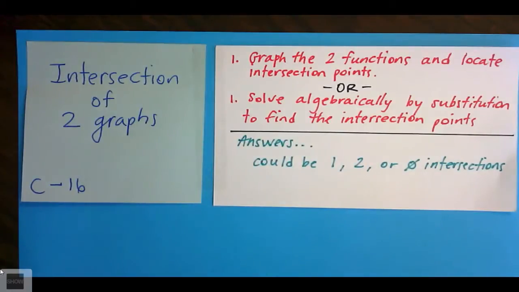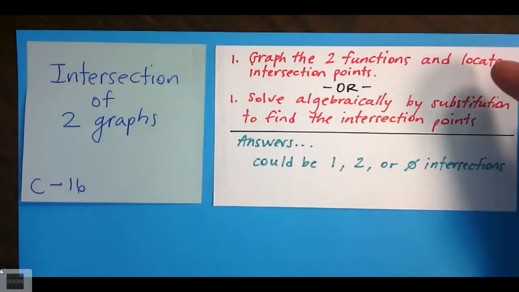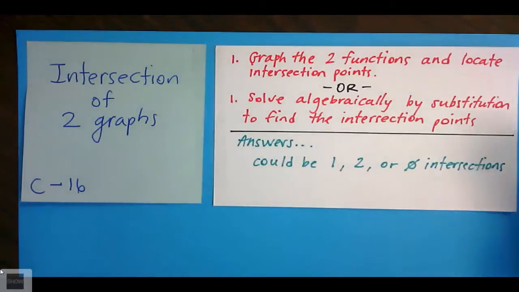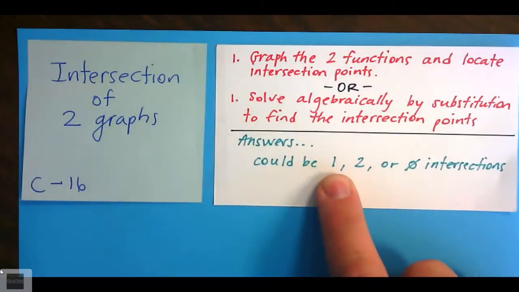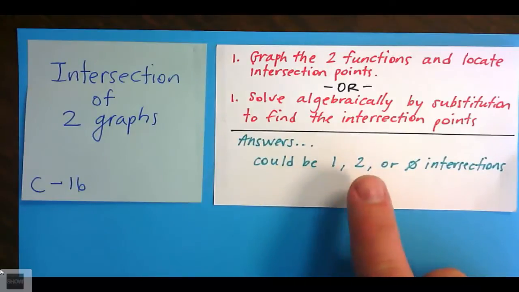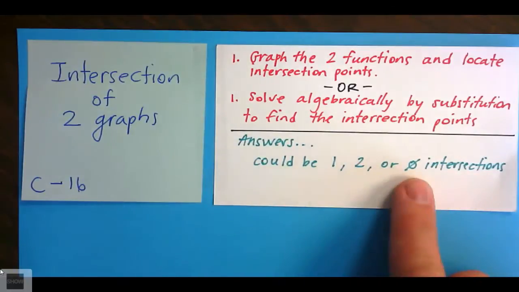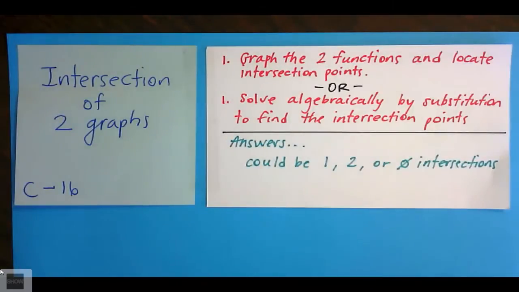All right, guys, the last thing we have for conics is exactly what the front of the note card says, the intersection of two graphs. Backside is we're going to do one of two things. Either we're going to graph the two functions and locate intersection points, or we're going to solve algebraically by substitution to find the intersection points. And our answers could be one solution, which I need to figure out what that is, or there could be two solutions, I need to figure out what those are, or there could be no solutions, no intersecting points.